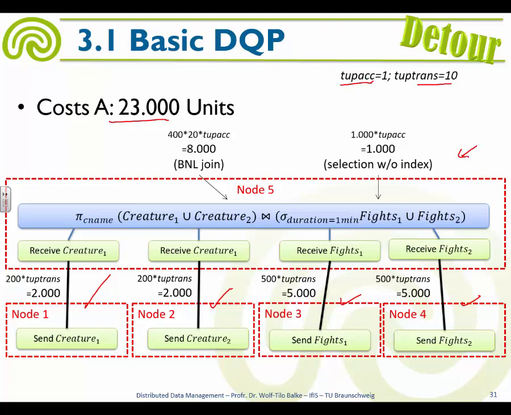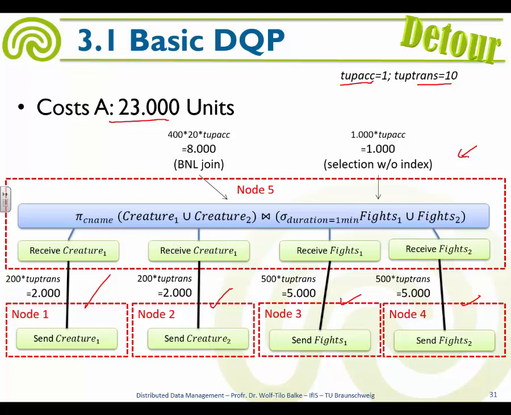Now when you have all the data on node 5, you have to do the selection, and that costs you 1,000 units of local access on the data that you have. And what is important is that you don't have the index. The index is in the nodes where the tables are. But in node 5, there's no index. So the selection will be painful, it will be a scan. The same goes for the join. It will not be efficient.